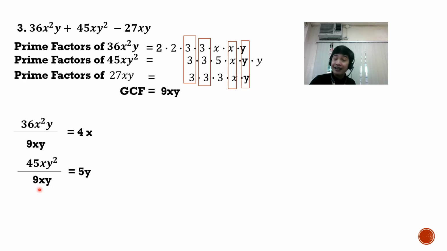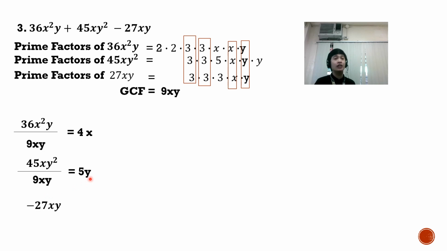How did we come up with an answer of 5y? 45 divided by 9, that's 5. Since x divided by x is just the same term or expression, so we just canceled it. Y squared divided by y, that's 2 minus 1 in the concept of the laws of exponents, so that is y. Same lang din po yung kanina nung in-apply natin proseso dito sa x squared over x. Dito kasi y squared over y lang. Kaya, 45xy squared divided by 9xy will give us a quotient of 5y.